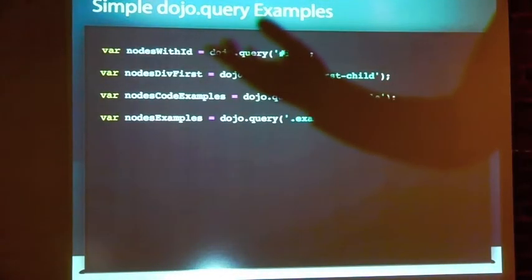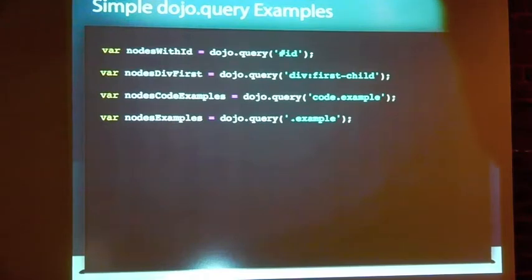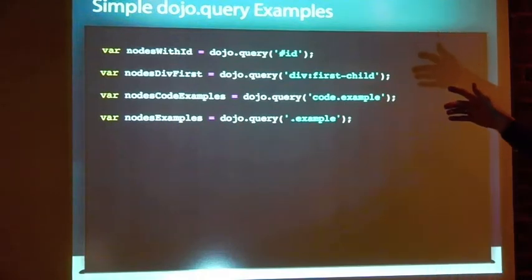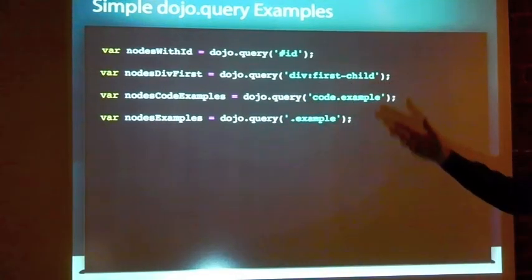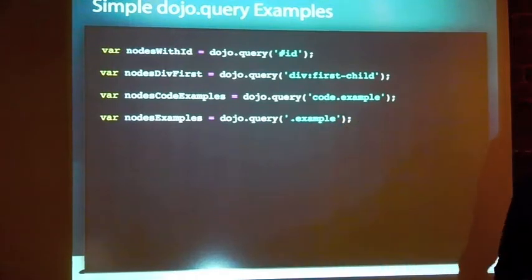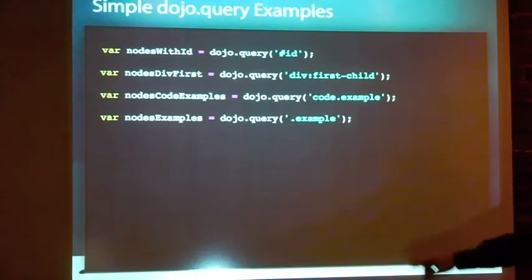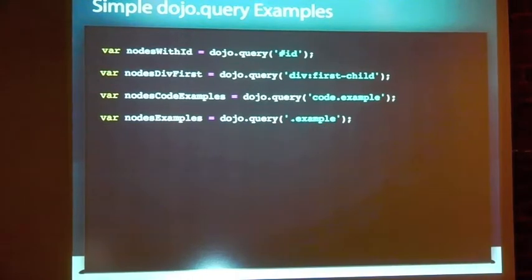So I thought I would just show some real simple dojo.query examples, because I know that probably a lot of us have done jQuery here and are familiar with the way that works. So just want to point out that we've got all that same capability. Here are some really simple examples. dojo.query: give me the element that's got the ID of ID, or get all the divs that are the first child of the divs, or all the code elements with the example class, or just all the elements with the example class in them. These are some pretty simple ones.